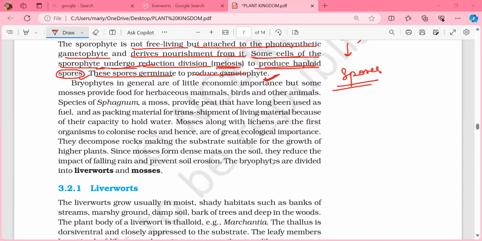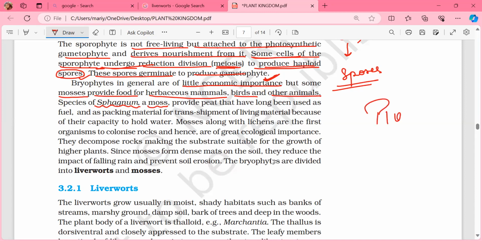Okay. Now moving forward, bryophytes in general are of little economic importance, but some mosses provide food for herbaceous mammals, birds, and other animals. Species of sphagnum. See, sphagnum is a moss. Like moss is a general term. Like if I say plants, plant is a general term.